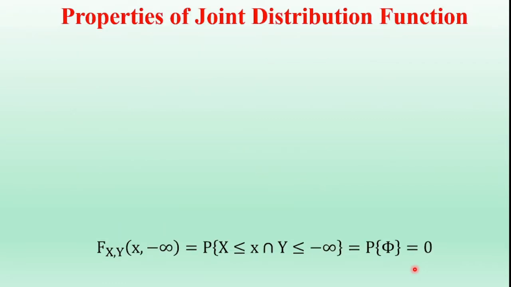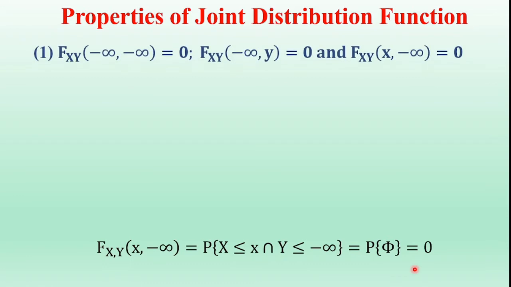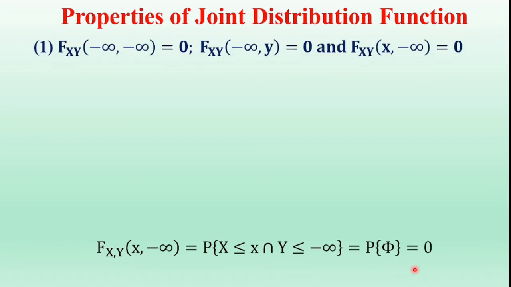Next we are going to discuss the properties of the joint distribution function. There are some important properties of the joint distribution function. The first property is capital Fxy of minus infinity comma minus infinity is 0, Fxy of minus infinity comma y is 0, and Fxy of x comma minus infinity is 0. So this is the first property.